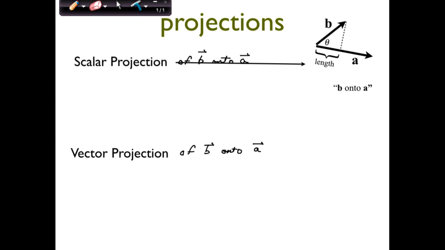Does someone have a question? Yeah. So it's kind of how much of one overlaps the other, kind of? Kind of like if you were to flatten B right onto A, then what would you have? What would be left? It'd be that length, right? Okay, yeah.